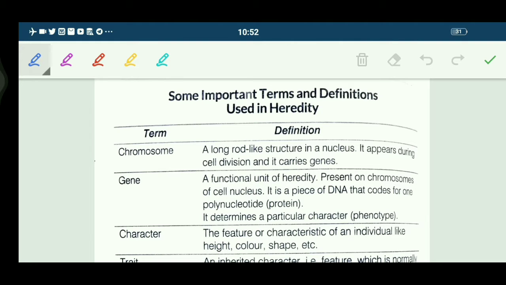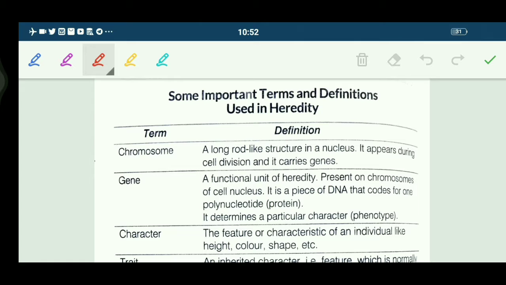And today I want everybody to be very, very attentive, children, because I'll be explaining some basic terms and definitions that are used in heredity. So, as you can see, term one is chromosome. So, what is chromosome?